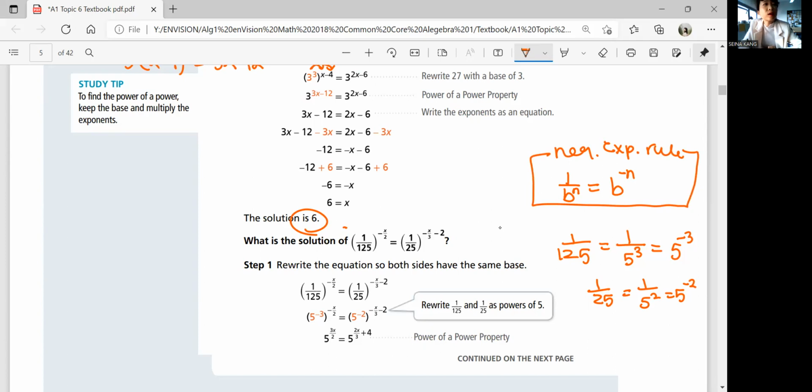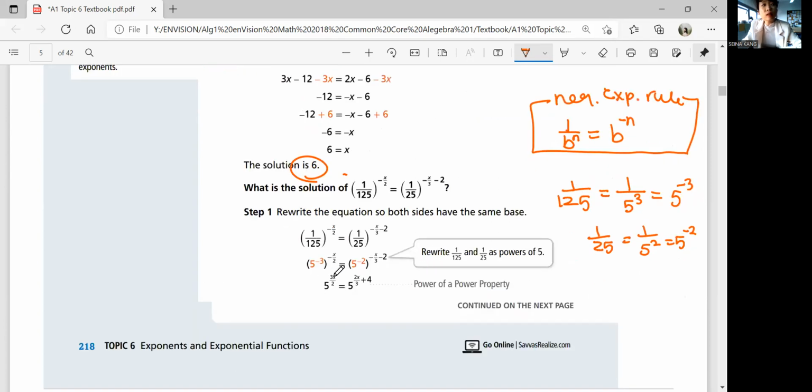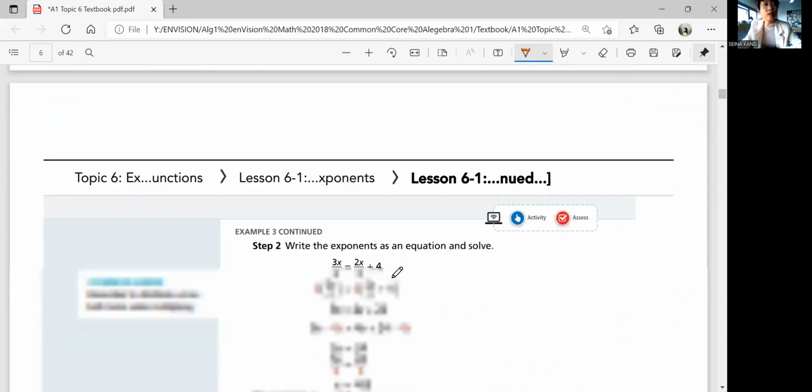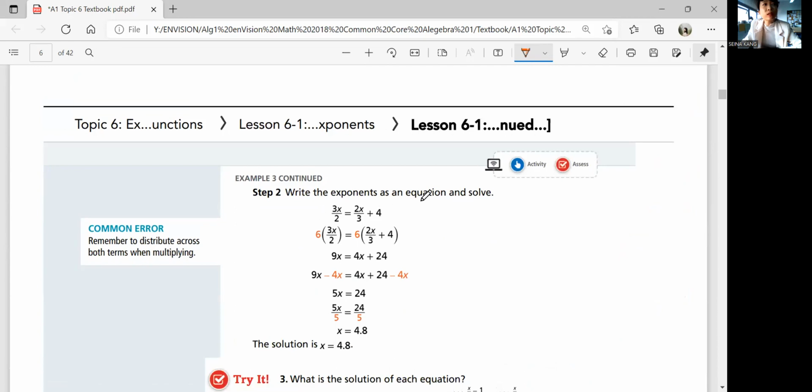And then you're going to rewrite your equation using your powers of 5. And then you can multiply the powers using the power property. And since your bases are the same, the whole idea is that you get the bases to be equal to each other. Okay. And then since your bases are the same, you can let your powers equal each other and solve for x. So step 2, write the exponents as an equation, and you're going to solve for x. You will get 4.5, and that's your solution.